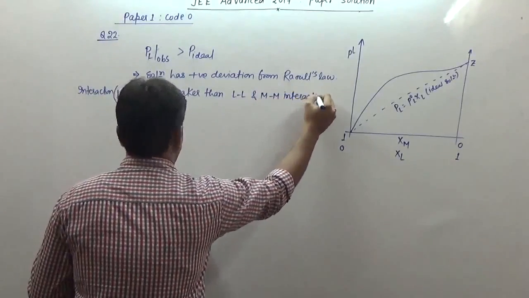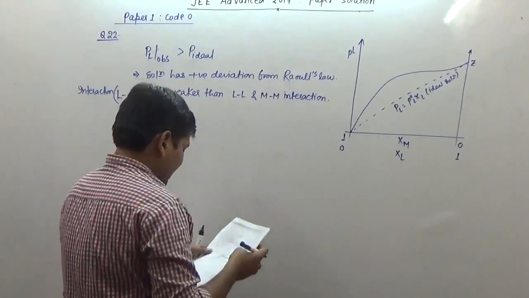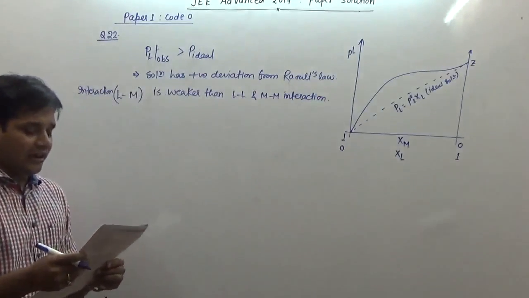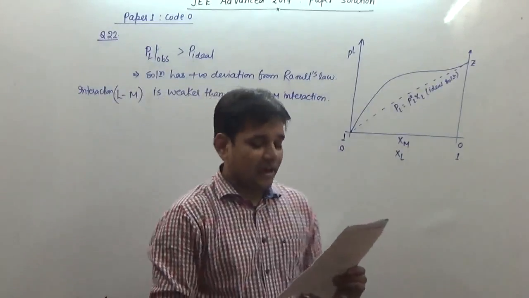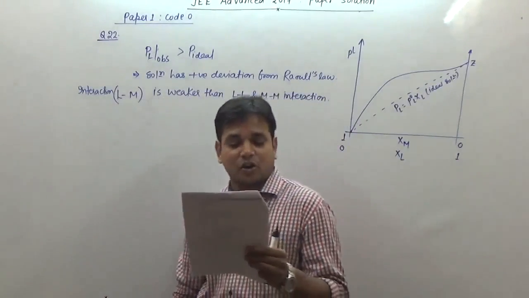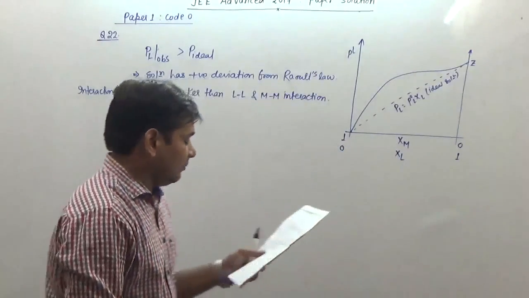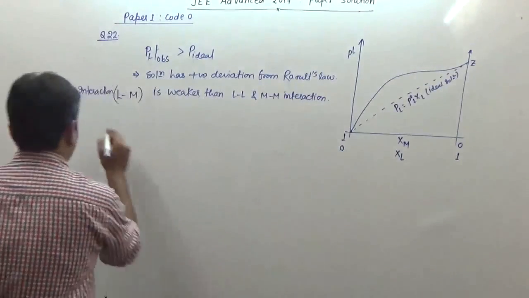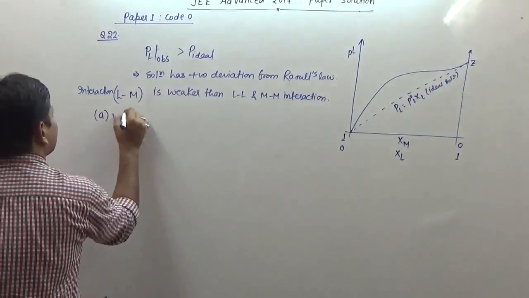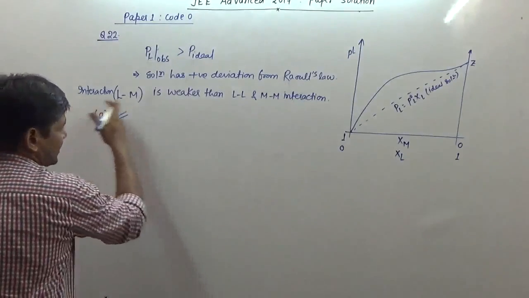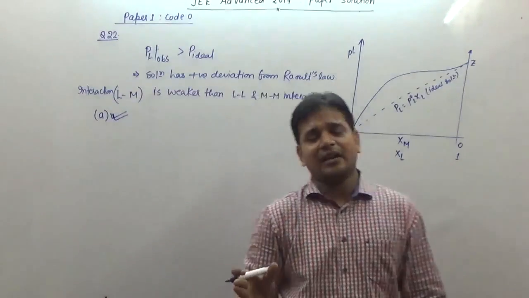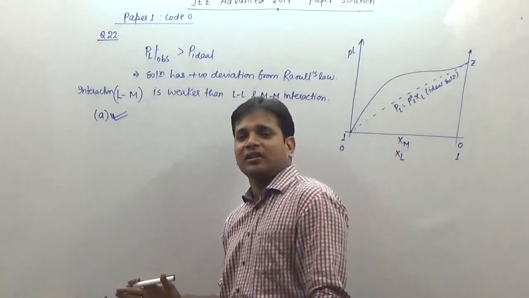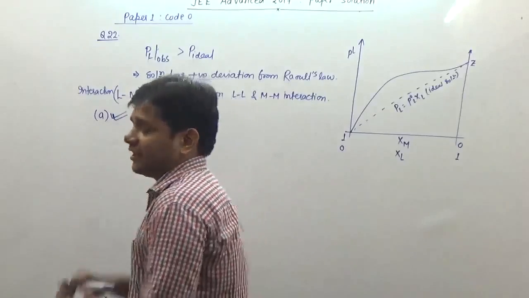And option A is given as: attractive intermolecular interaction between LL in pure liquid L and MM in pure liquid M are stronger than that between LM when mixed in the solution, which is correct. So option A is simply this one. It is telling that LL interaction and MM interaction in pure liquids are stronger than LM interaction in solution.